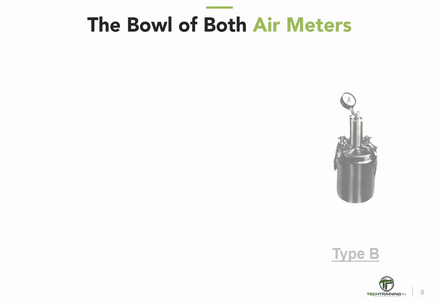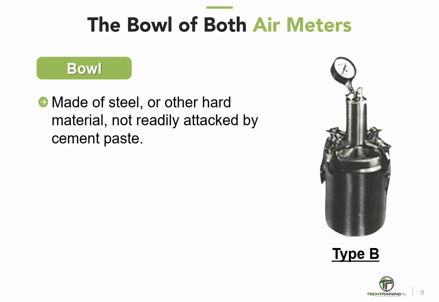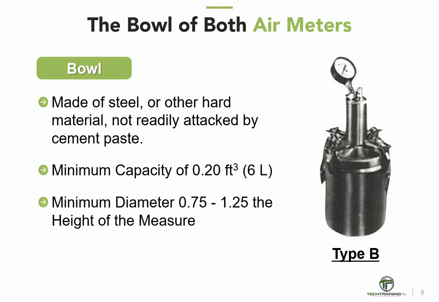Whether it be a Type A meter or Type B meter, the bowl shall be made of steel, hard metal, or other hard material not readily attacked by the cement paste, having a capacity of at least 0.20 cubic feet, or 6.0 liters, and a minimum diameter equal to 0.75 to 1.25 times the height. The measuring bowl and cover assembly shall be sufficiently rigid to limit the expansion factor of the apparatus assembly to not more than 0.1% of air content on the indicator scale when under normal operating pressure.